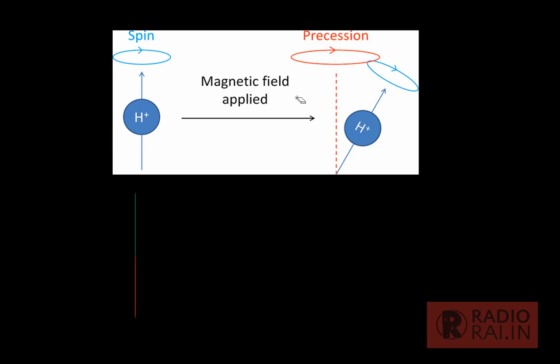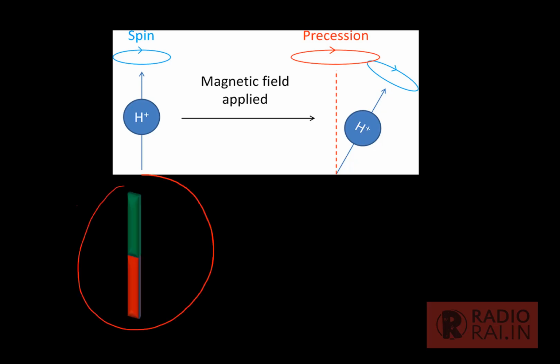Don't worry, I have the slides. What we are seeing here is the spin. It is rotating around its own axis. But if the axis starts rotating, this is called precession.